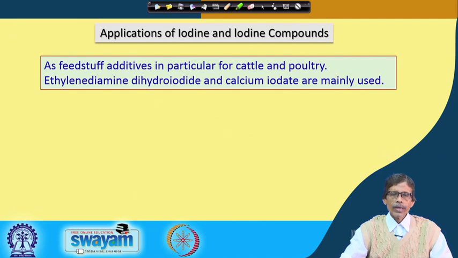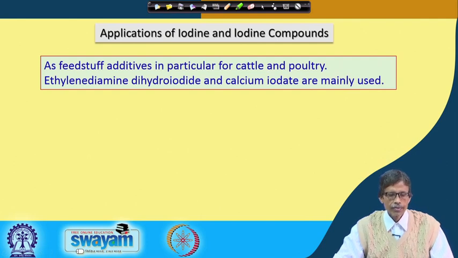So, iodine and iodine based compounds can be very useful as feedstuff additives, in particular for cattle and poultry. The feedstuff, we call it the food material for the cattle and the poultry items, all the hens and chickens. So, they are basically typically additives. When we add additives, they are used for improving the shelf life, and they stop degradation with time or oxidation in air or moisture.